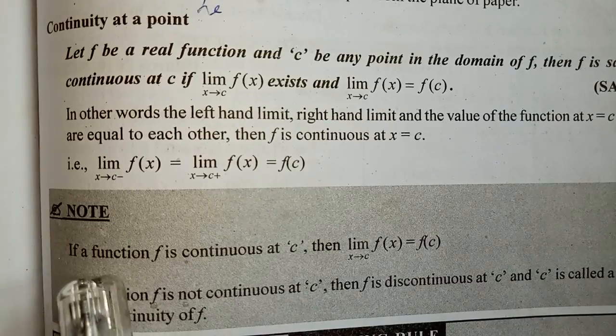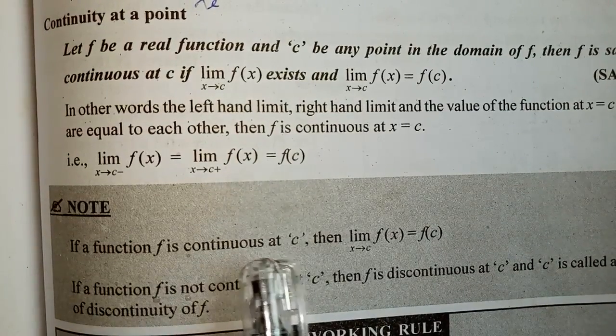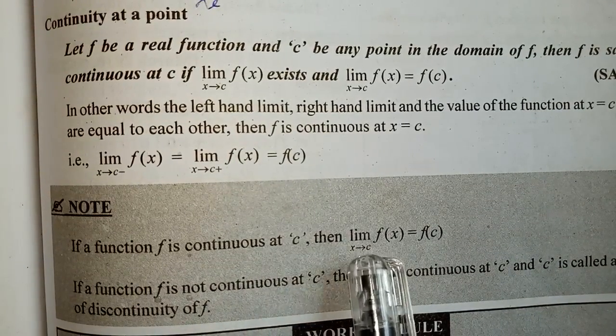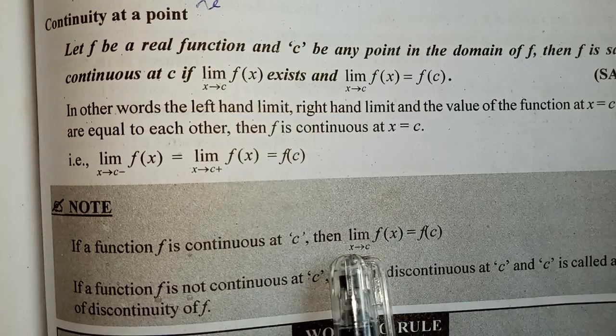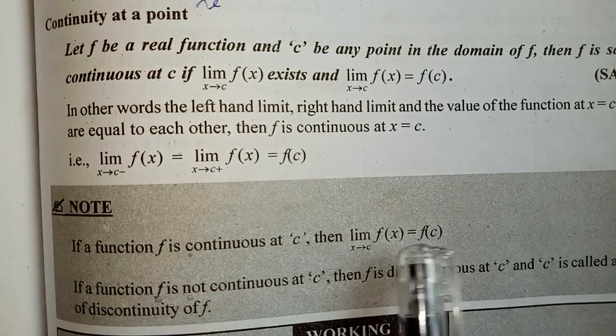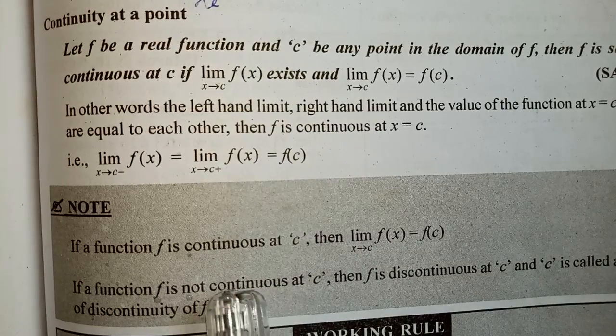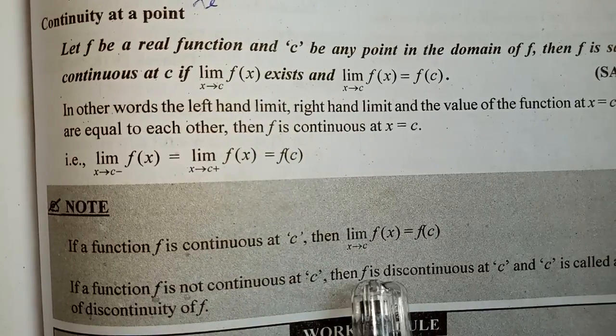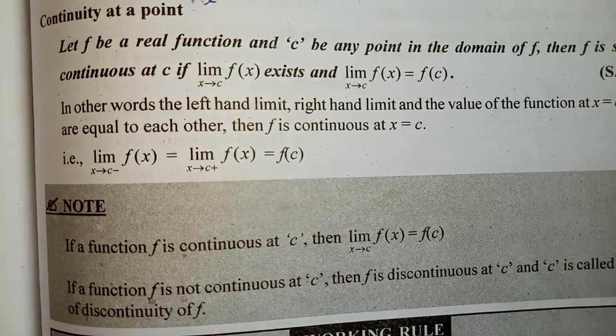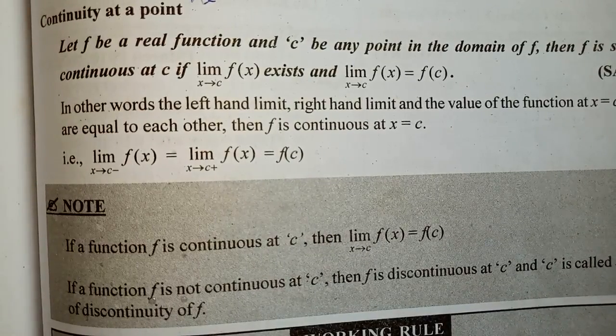And it is written as: if a function f is continuous at c, then the limit as x tends to c of f of x will be f of c. Similarly, if f is not continuous at c, then f is discontinuous at c, and c is called a point of discontinuity of f. Now let us discuss some important theorems on this.